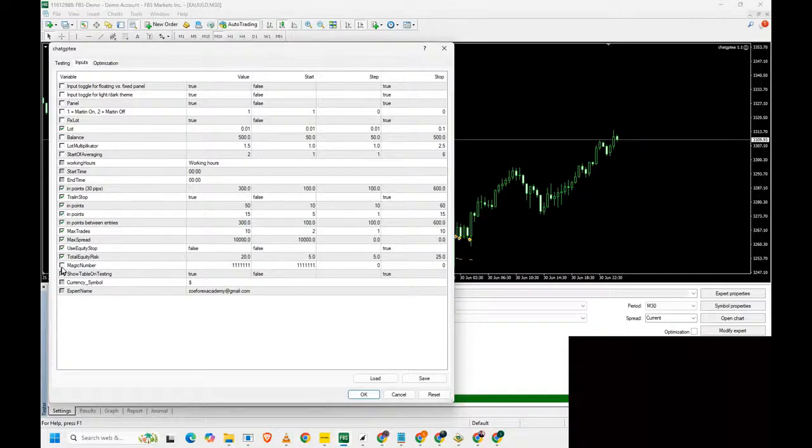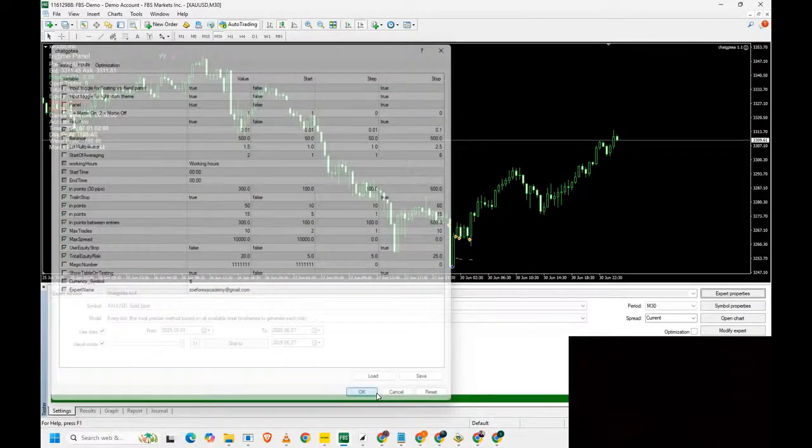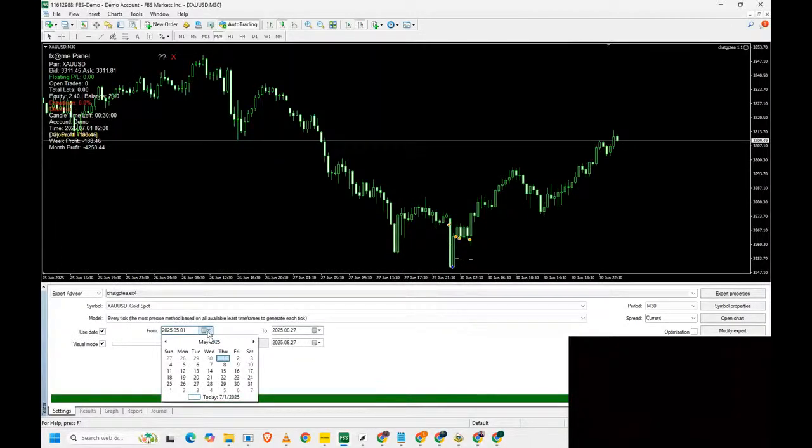Mark straight, magic number, show table and testing true. And what else? A multiplicator. I would not use martingale for this particular trade. I'll just leave it as it is and the rest. What I want to do is test for the month of May. The data I have is not beyond that, particularly for the demo account I'm using. The data will cover from May 1st to today's date.